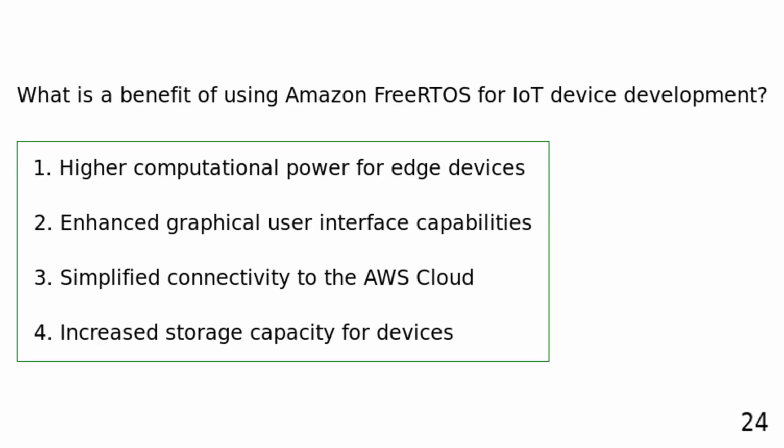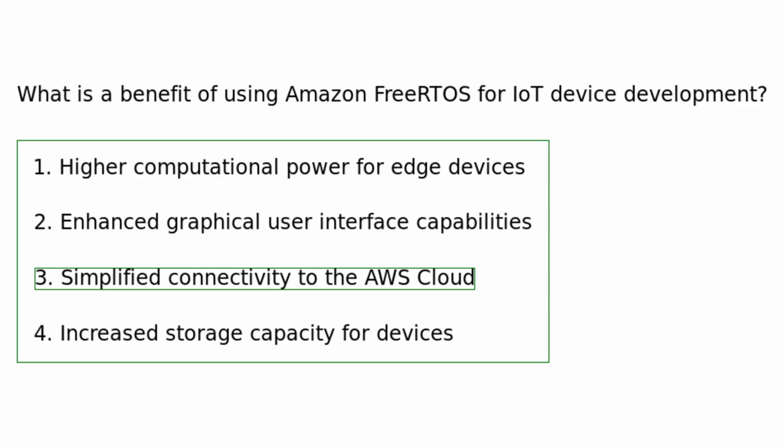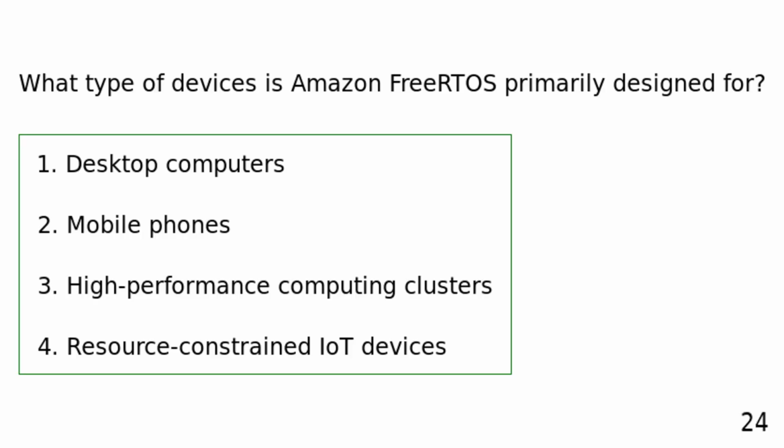What is a benefit of using Amazon FreeRTOS for IoT device development? Higher computational power for edge devices. Enhanced graphical user interface capabilities. Simplified connectivity to the AWS cloud. Increased storage capacity for devices. Amazon FreeRTOS simplifies the process of securely connecting IoT devices to the AWS cloud, reducing the complexity of implementing cloud connectivity in resource-constrained devices.